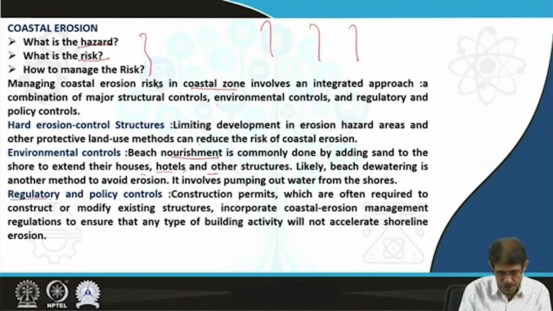Regulatory and policy control is related to construction permits, which are often required to construct or modify existing structures, and to coastal erosion management regulations that ensure that any type of building activities or construction work will not accelerate shoreline erosion. In this way, making hard engineering structures environmentally sensitive controlled structures, and regulatory and policy control, is going to minimize such impact due to reduction in erosion of the coastal zone.